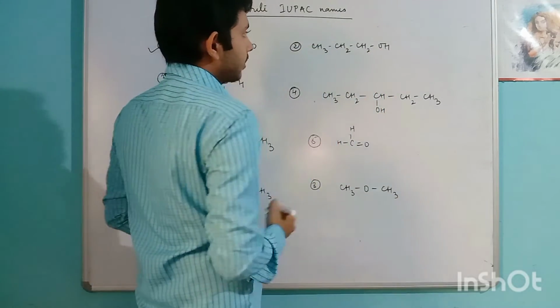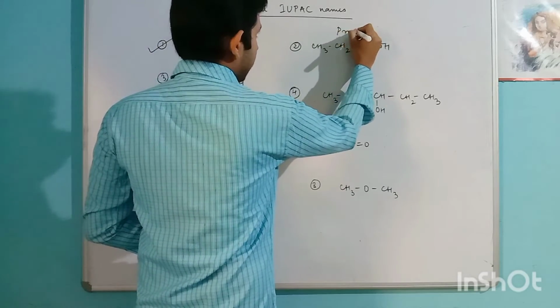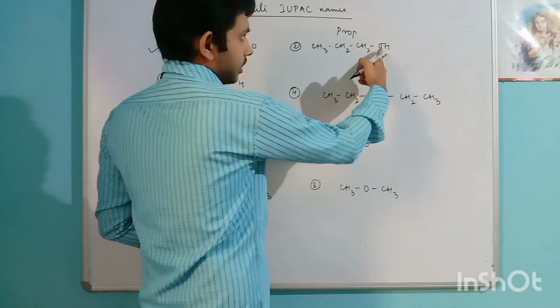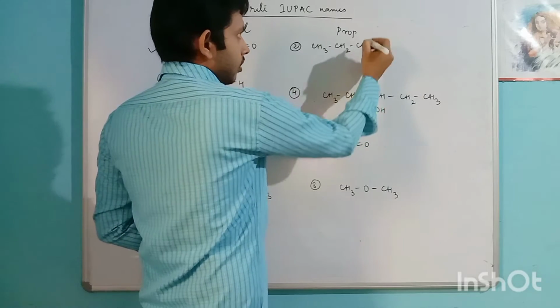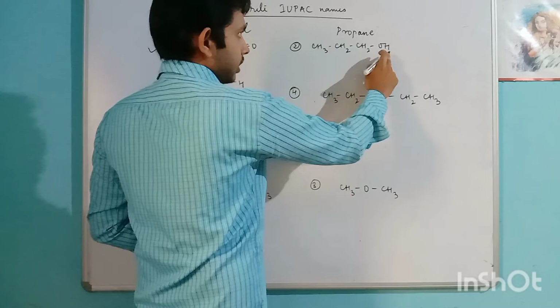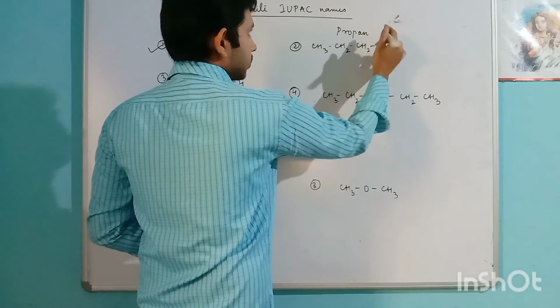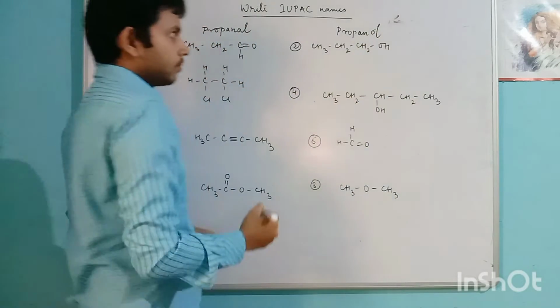Next question, this is very easy. Here there are 3 carbon atoms, so again we will write prop. And there is an OH group, okay, propane. But there is an OH, we will add OL. Since O and E are vowels, we will write OL, propanol.